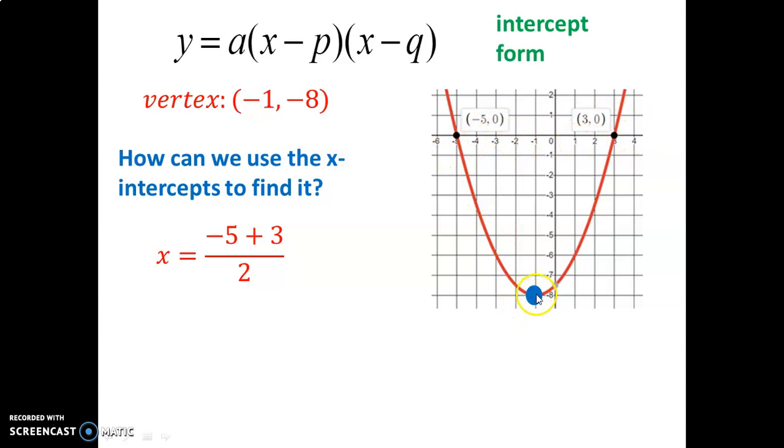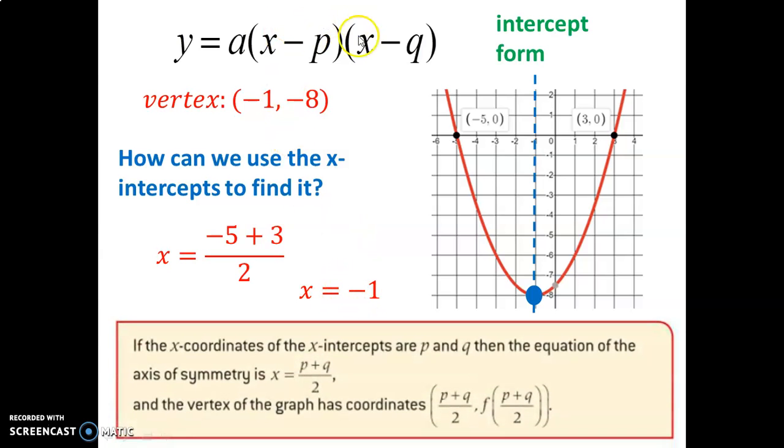So if the vertex is halfway between these two, then it's like finding the average of those two values. So here's -5 plus 3 divided by 2. So -5 plus 3 is -2, divided by 2 is -1. Notice that is the x value of the vertex. We're basically saying the vertex x value lies at the mean or average of those 2 points, and that makes sense. So now that we know that that is the mean location, the x vertex, then we can plug that back into here and find the y value as well. So that's what this summarizes here.